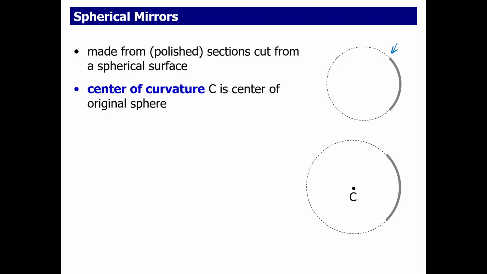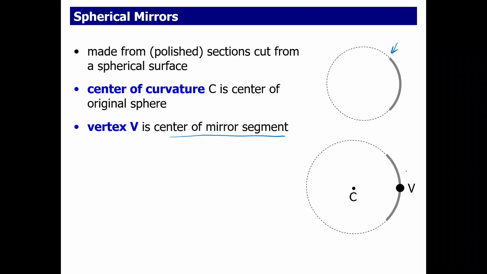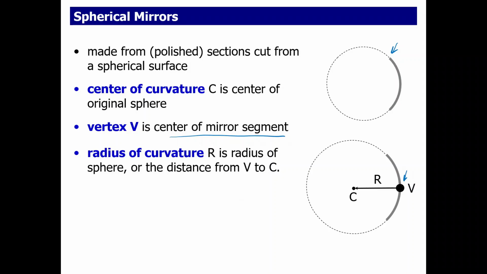So our mirror is only going to be a portion of that, a part of the arc of that sphere. We define C, capital C, to be the center of the original sphere. We call it the center of curvature. Now we wouldn't be able to see the whole sphere. We call the vertex V the center of the mirror segment, so it's the part that sticks out the furthest. And then our radius of curvature R is the radius of the sphere, so basically the distance between the vertex V and the center of curvature C.